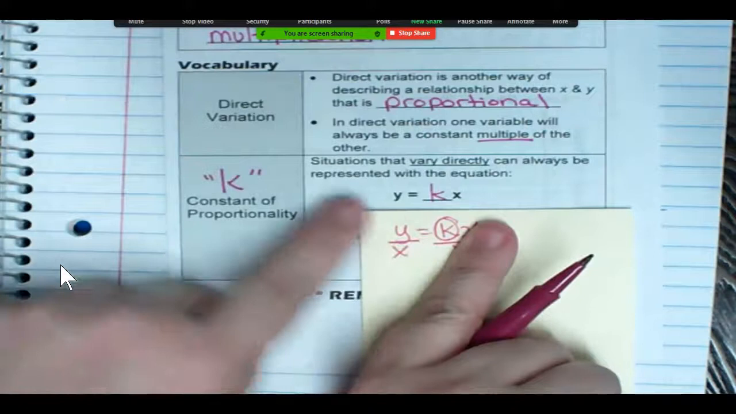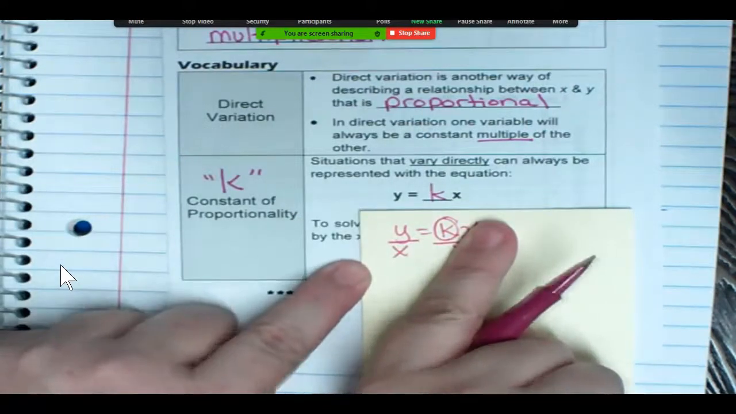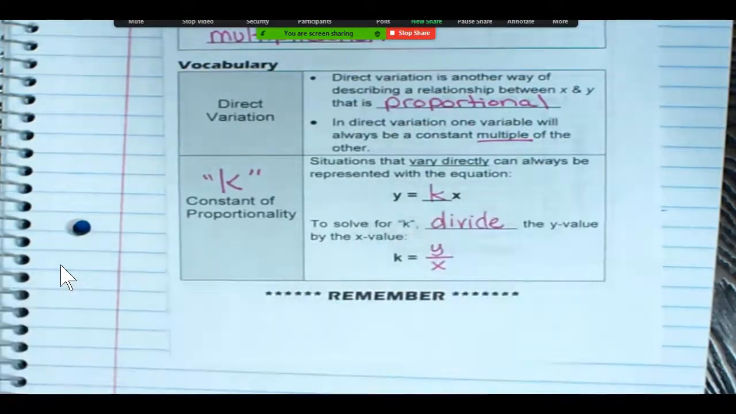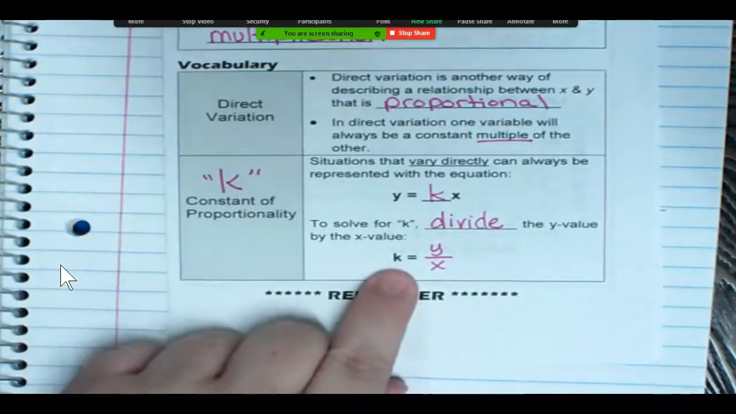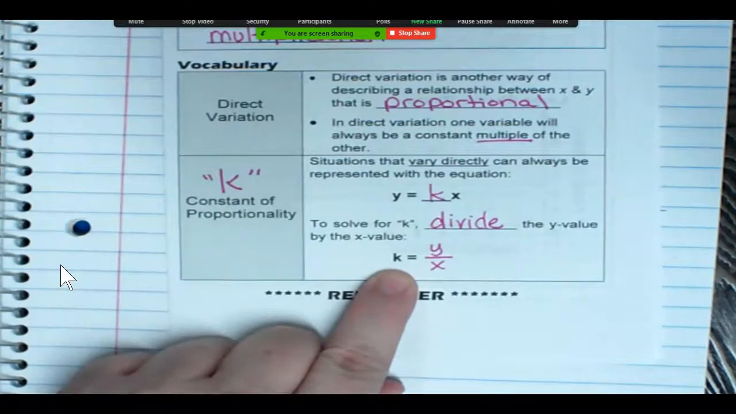K is equal to y divided by x. So I didn't do anything fancy. I just moved it around so that it's easier. If I'm trying to find out what that constant of proportionality is, I can just already have that formula moved around.